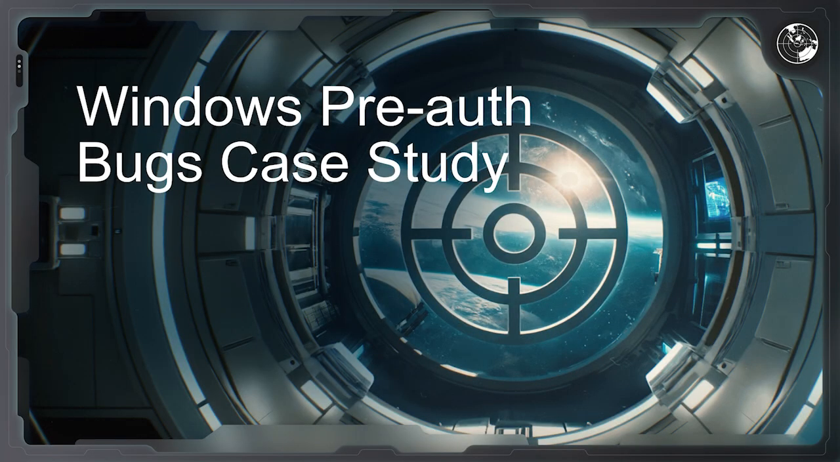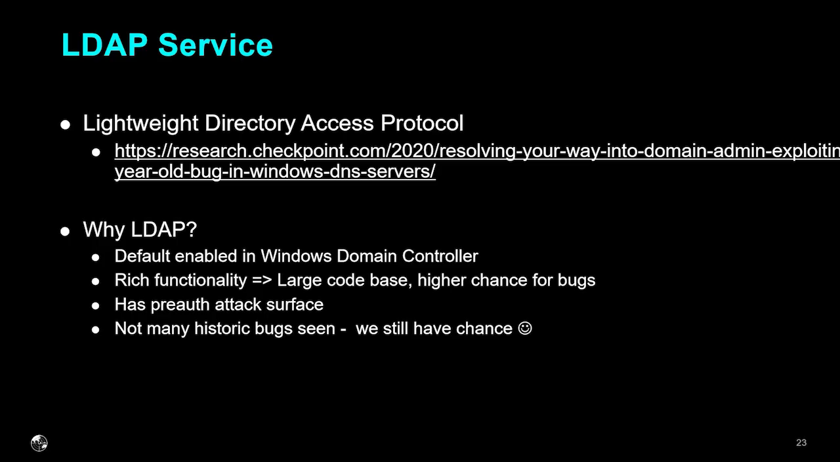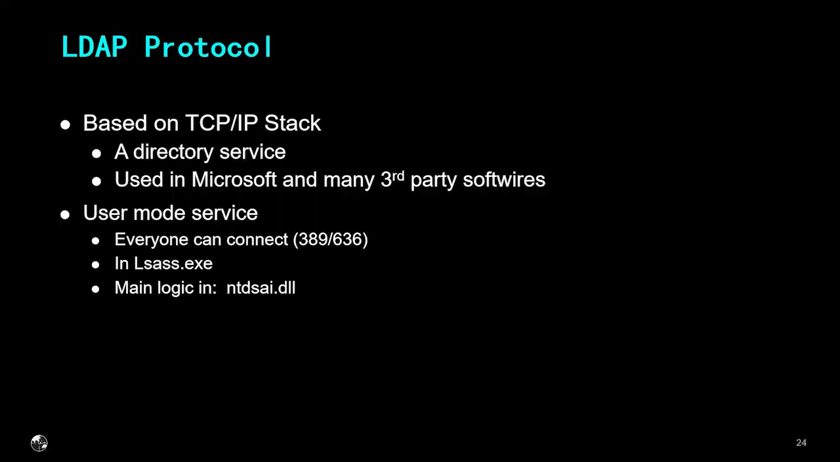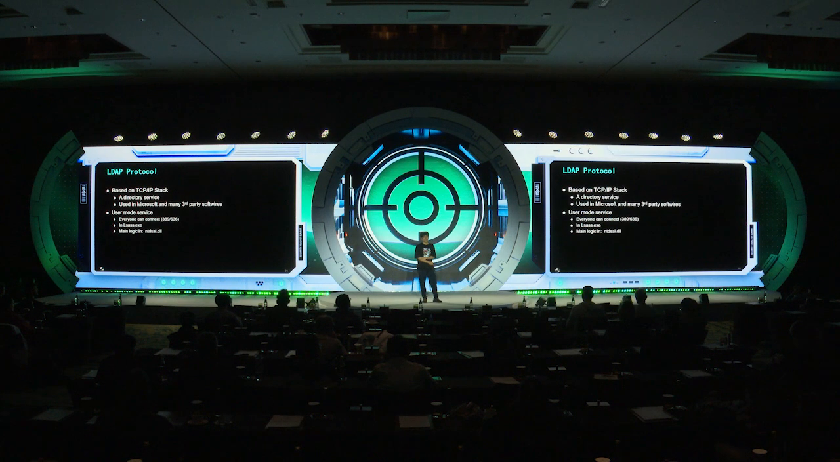Next, let's see some example works in different targets. Yeah, the first one is the LDAP server. We chose LDAP because it's enabled by default in Windows domain controller. It has a complex function. And not many historical bugs, which means you can have a chance. And LDAP is basically a directory service based on TCP/IP stack. It's a user mode service running in LSASS, and the module name is NTDSAI.